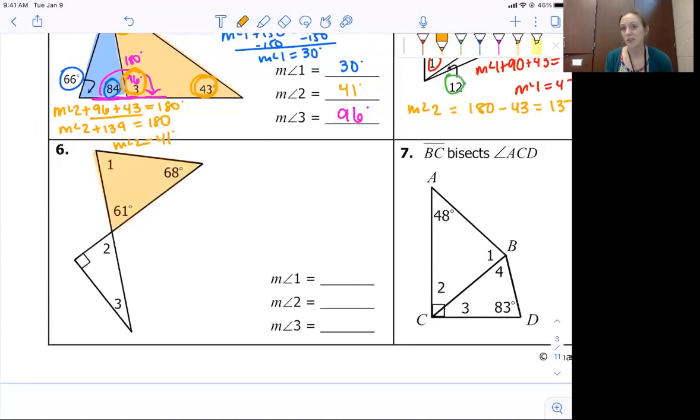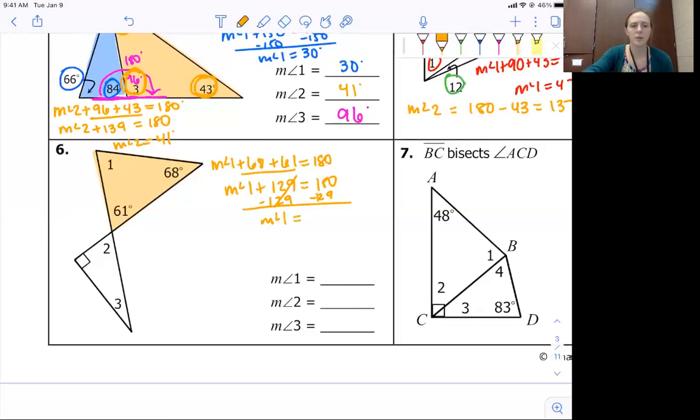So we can use the triangle angle sum theorem and we can say the measure of angle 1 plus 68 plus 61 is equal to 180. Add these up together here. That gives us the measure of angle 1 plus 129. When I take 68 plus 61, I get 129 equals 180. And then subtract 129 on both sides. That gives us the measure of angle 1 is equal to 51. So we get 51 degrees for angle 1.